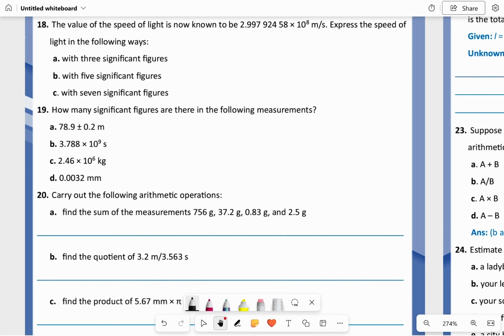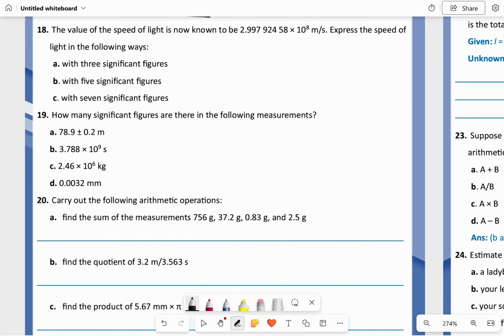The value of the speed of light is known to be 2 point something times 10 to the power of 8 meter per second. A, write this number with three significant figures. We can write it like this, 2.99 times 10 to the power of 8 meter per second. This is one way.